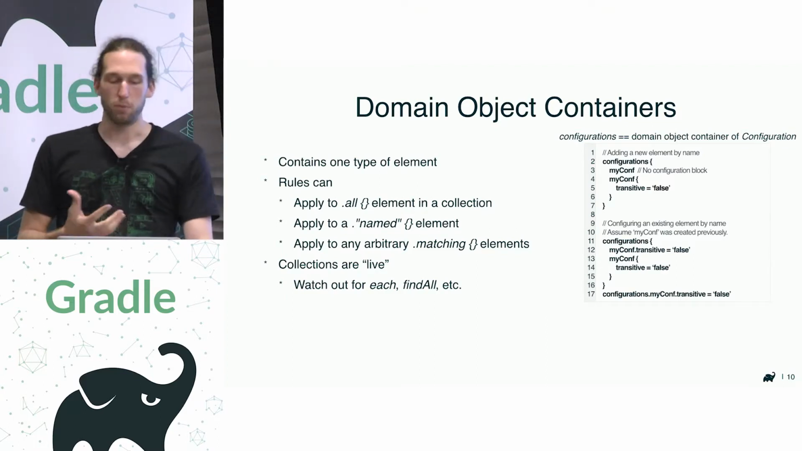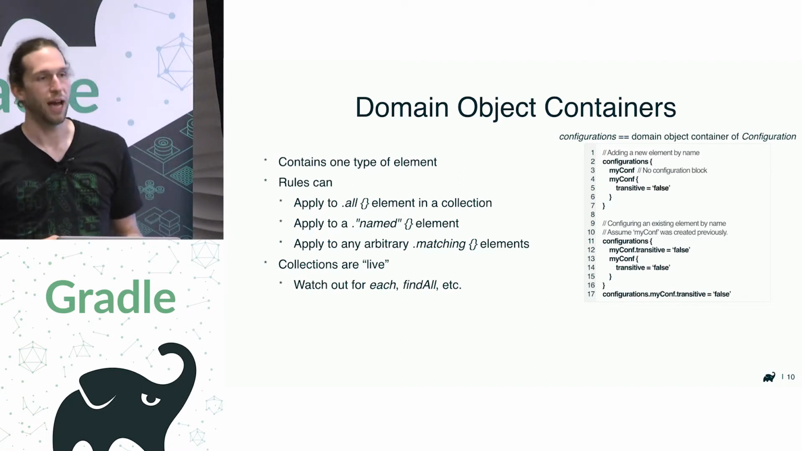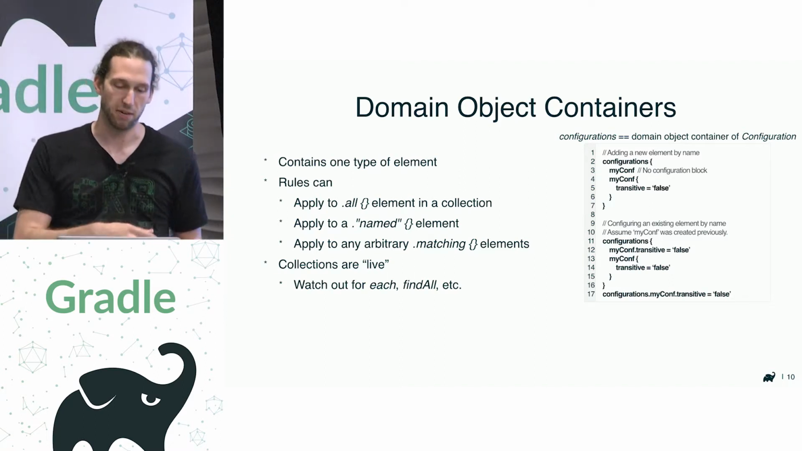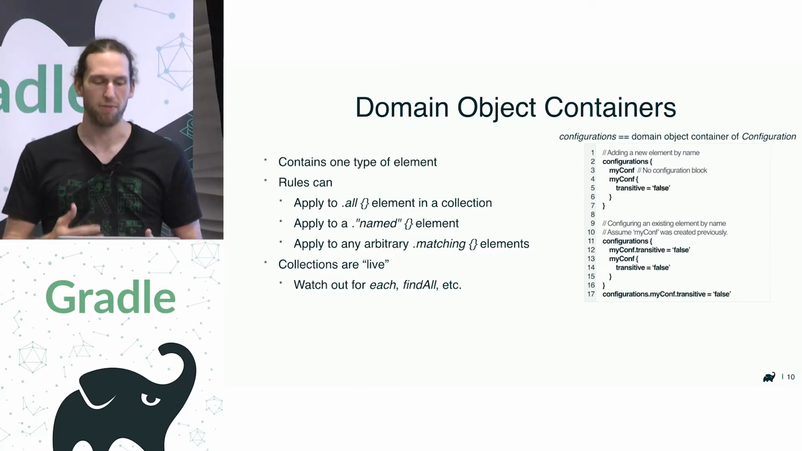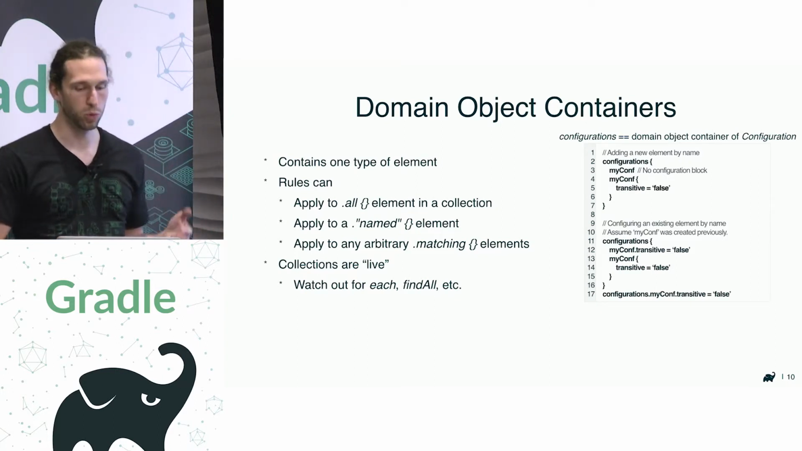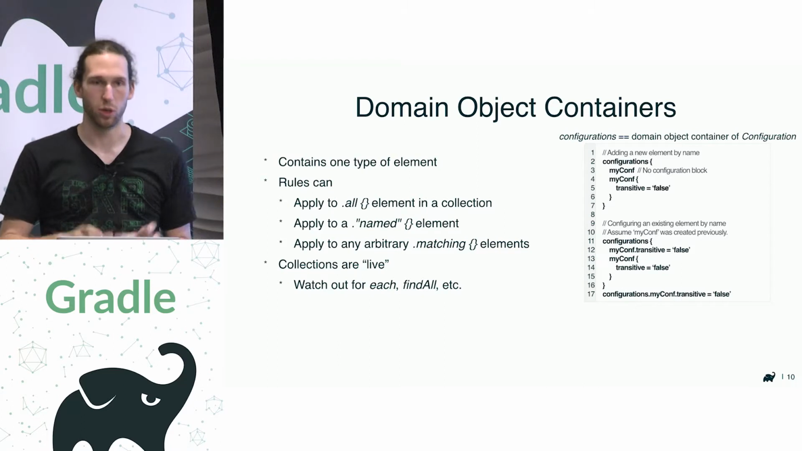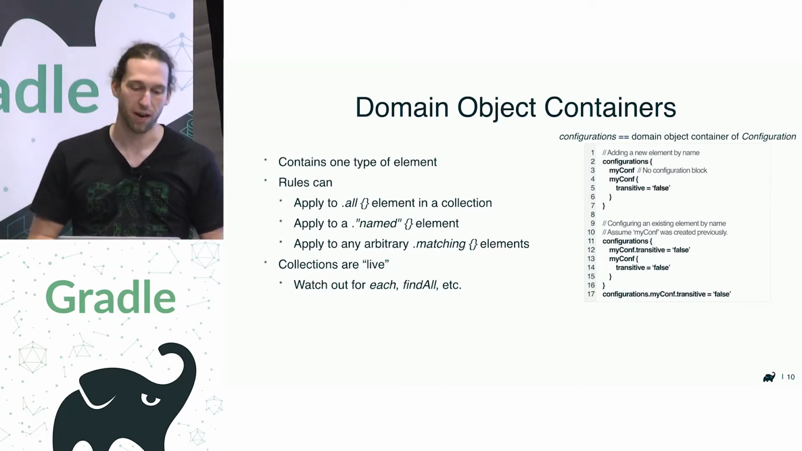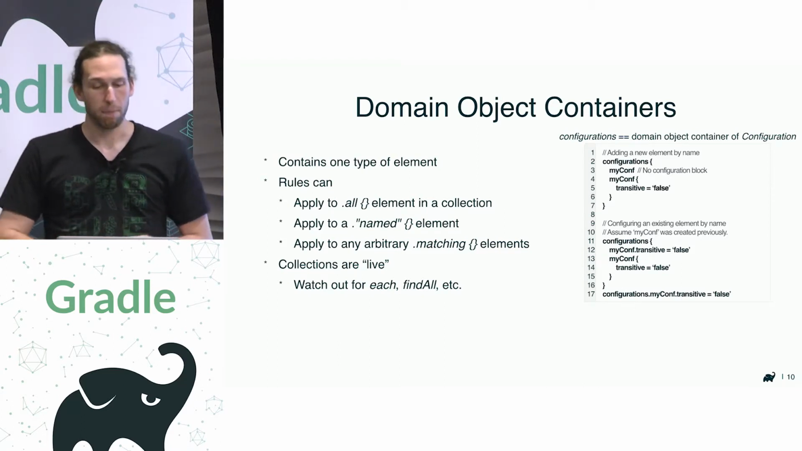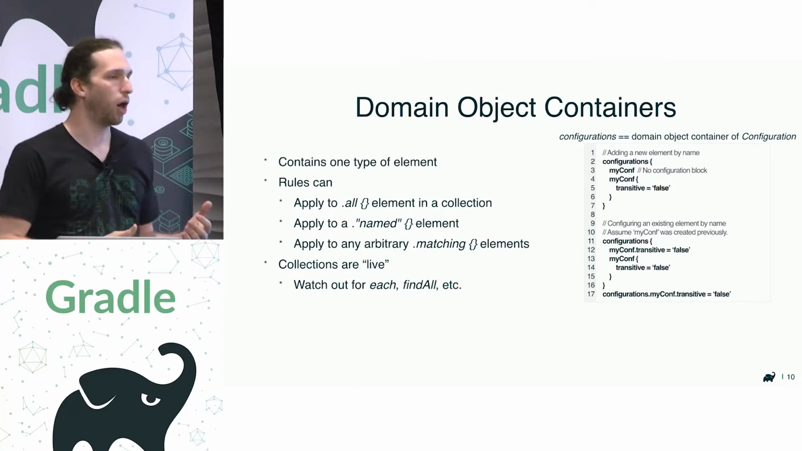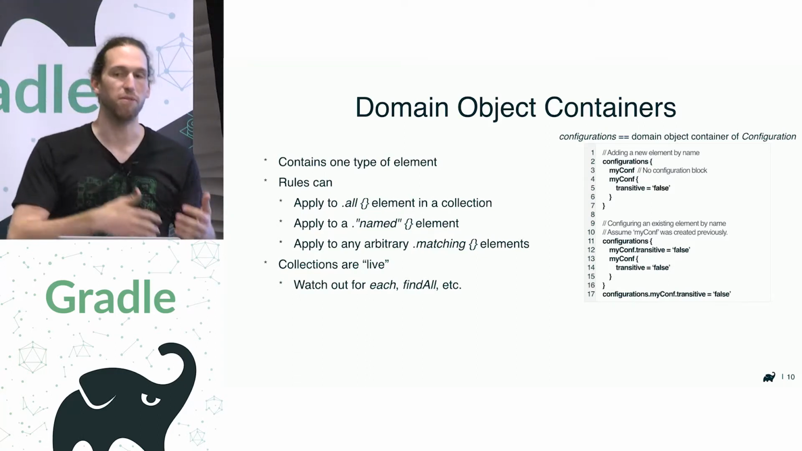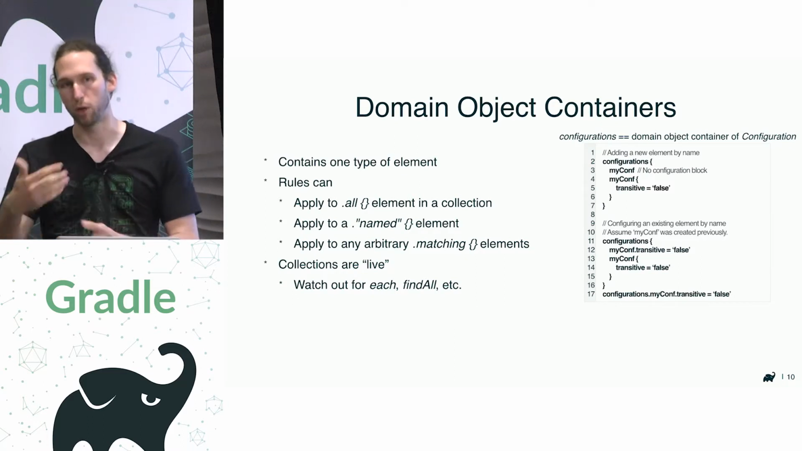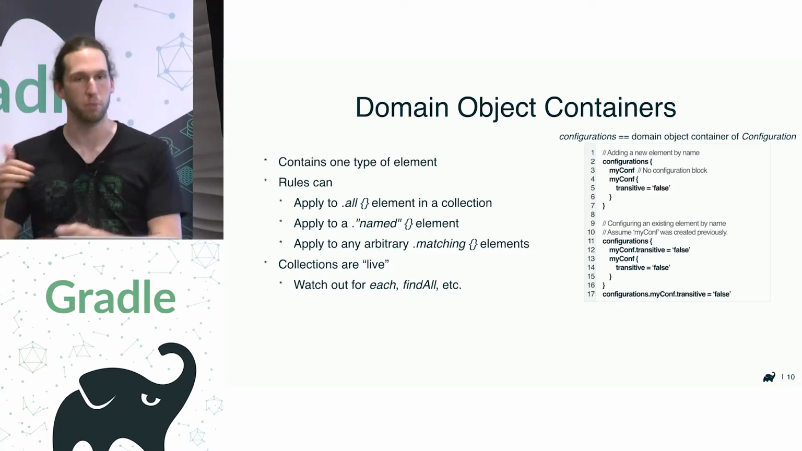The domain object containers always have one type of thing inside of them. You can apply rules to them to be able to modify them. We're talking about the all rules, the name by name rule, so the element in there that you can modify, the matching. These containers are what we call live collections. That means that they will evolve as your script configures. There will be more things that are going to be added in there.